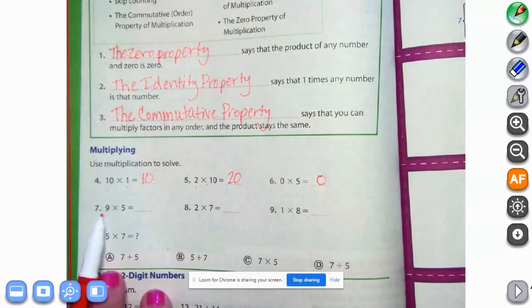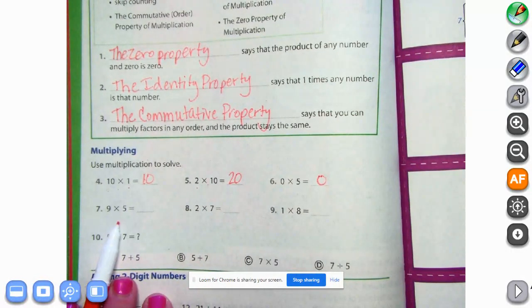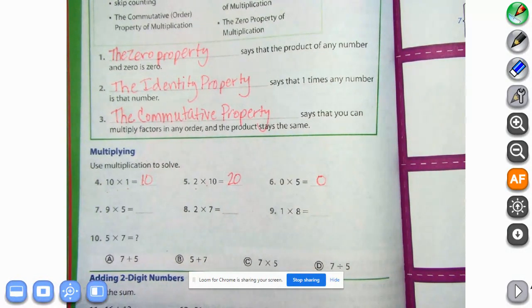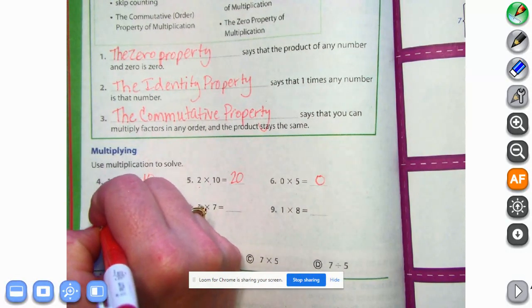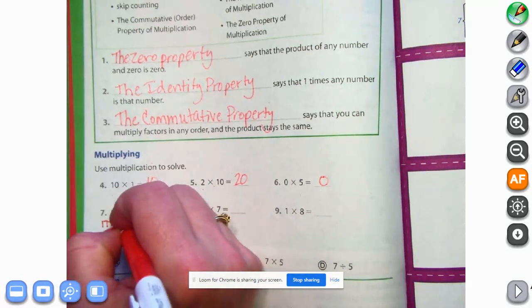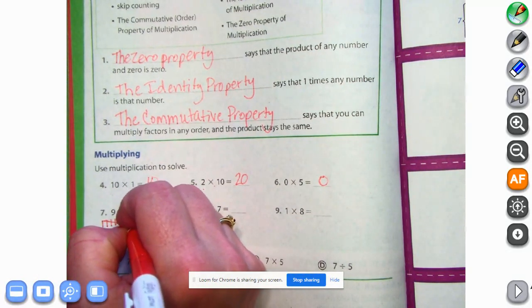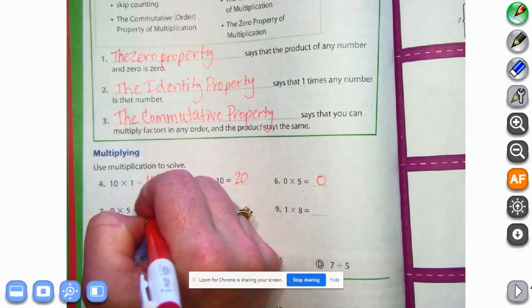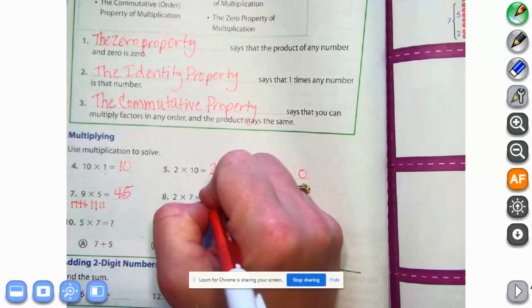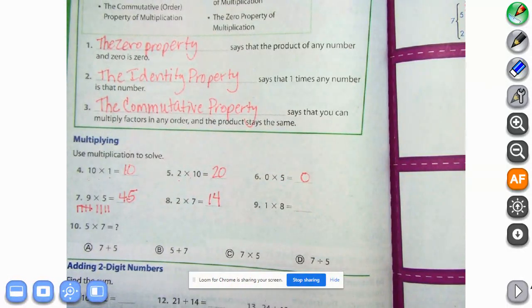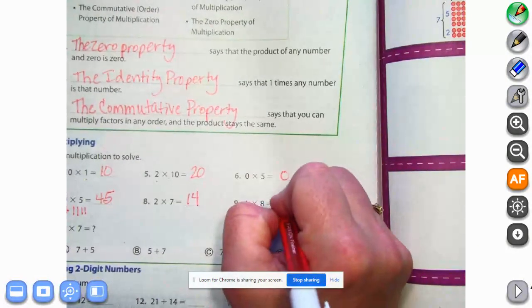9 times 5. We can do this two ways. We can skip count by 5 9 times, or we can do the nines trick. If we skip count by 5, we can do it 9 times. 5, 10, 15, 20, 25, 30, 35, 40, 45. Okay. 2 times 7. 7 plus 7 is 14. And 1 times 8 is 8.